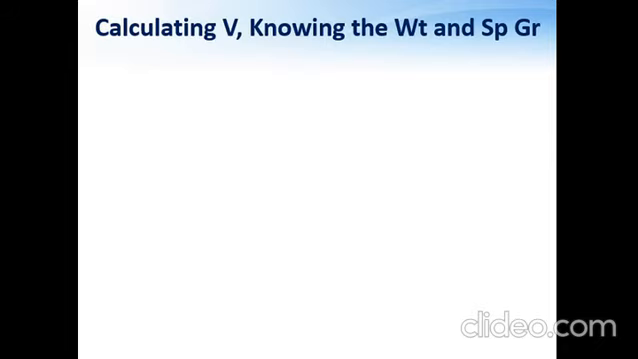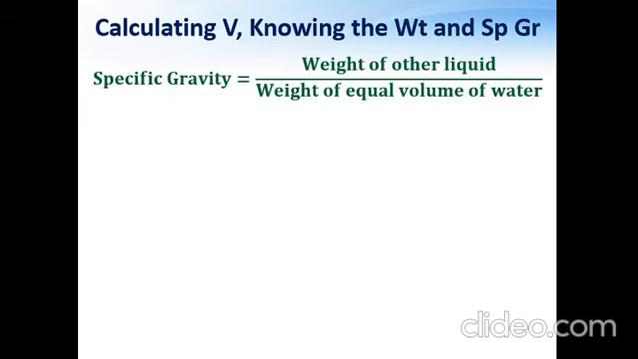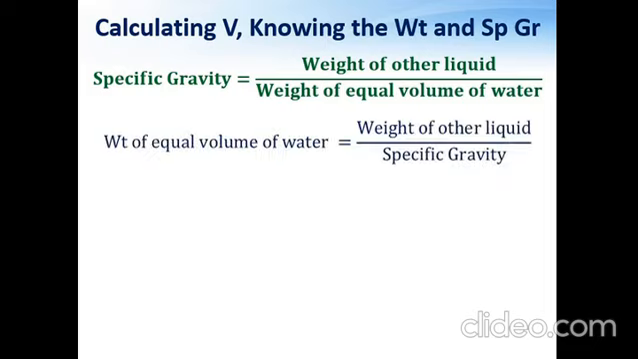Now, if you know the weight and the specific gravity, now you need to calculate a volume. What should you do? Specific gravity is the weight of other liquid divided by the weight of equal volume of water. That is the definition. We have repeated this again and again, right? And from that equation we get weight of equal volume of water is the weight of other liquid divided by the specific gravity.